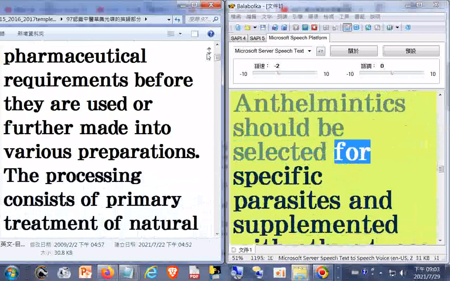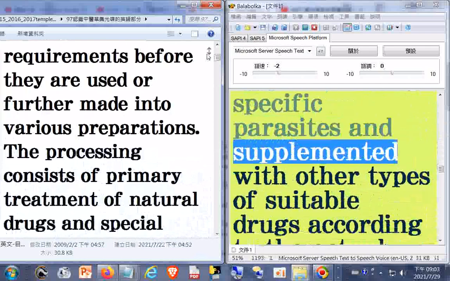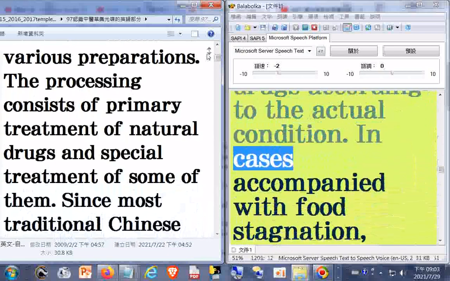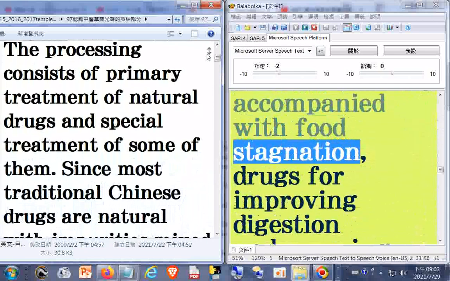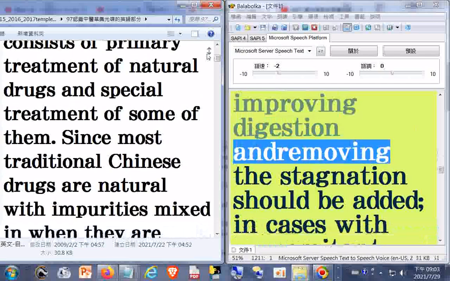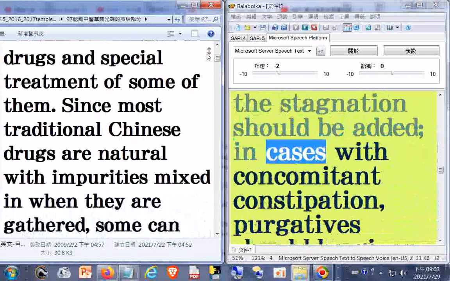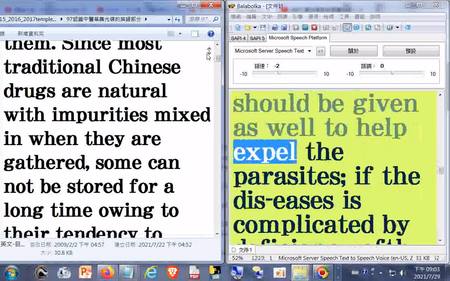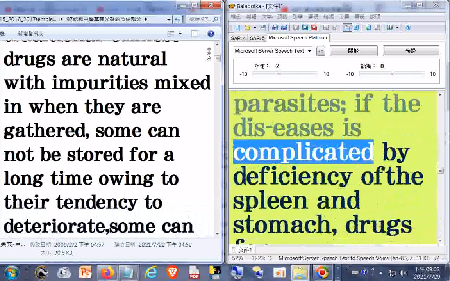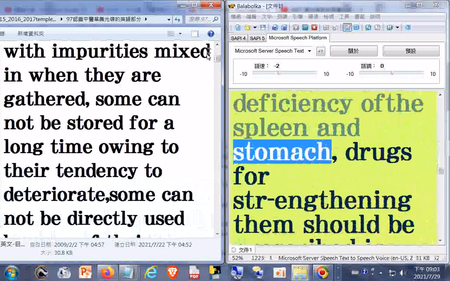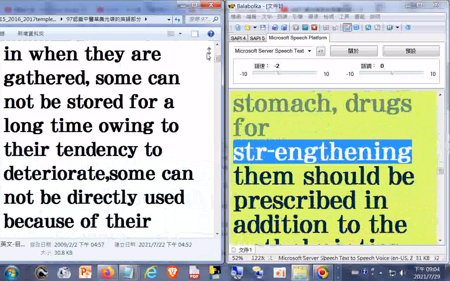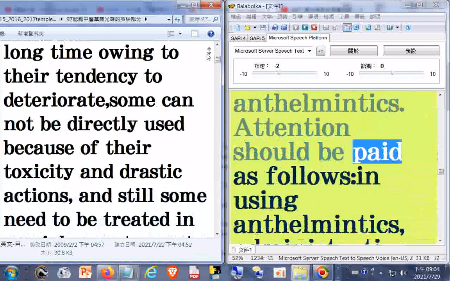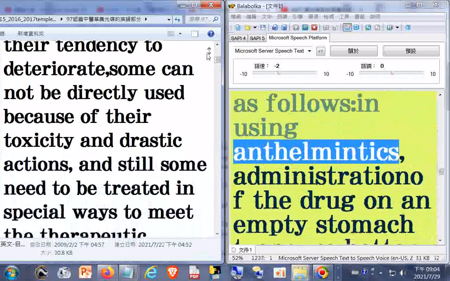Anthelmintics should be selected for specific parasites and supplemented with other types of suitable drugs according to the actual condition. In cases accompanied with food stagnation, drugs for improving digestion and removing the stagnation should be added. In cases with concomitant constipation, purgatives should be given as well to help expel the parasites. If the disease is complicated by deficiency of spleen and stomach, drugs for strengthening them should be prescribed in addition to the anthelmintics. Attention should be paid as follows in using anthelmintics.